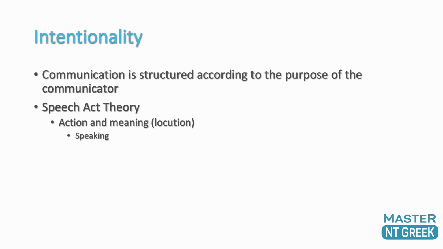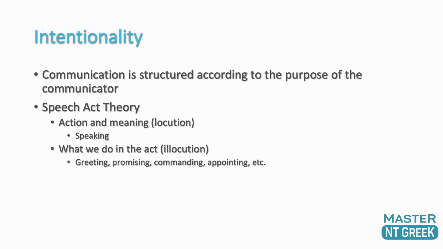Speech act theory really is comprised of three things. First of all is the action and the meaning of the action. This is called the locution. The second thing is the thing we're doing in the act, which is the reason we're acting really, and this is the illocution. This could be greeting somebody, promising somebody something, commanding some action to take place, or declaring something to be the case. I pronounce you husband and wife. That's a pronouncement. The intention of that is to declare a new reality.